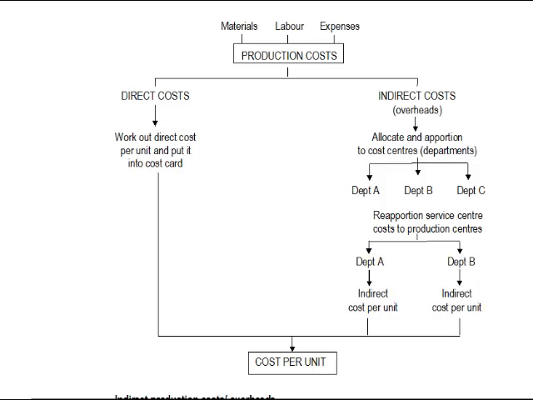So let's have a look at this diagram. What we've got are all our production costs, and first thing we're going to do is split them into two categories. We've got our direct costs and our indirect costs. Now the direct costs give us no problems whatsoever. We can work out those and put them straight into the cost card, which is what we've done. So they've already been dealt with. It's the indirect costs or the overheads that give us the problem.